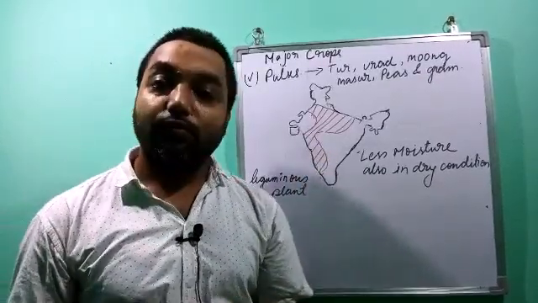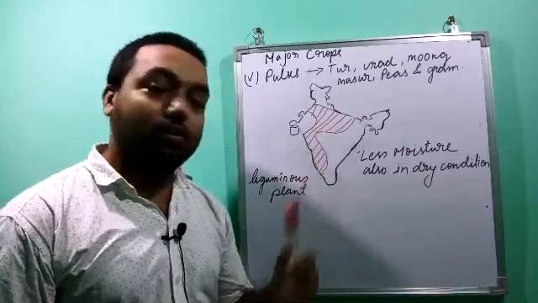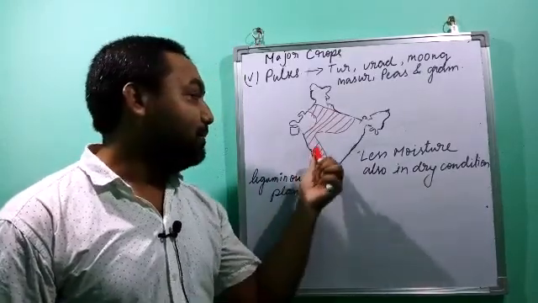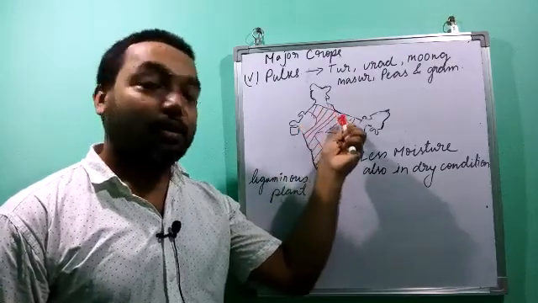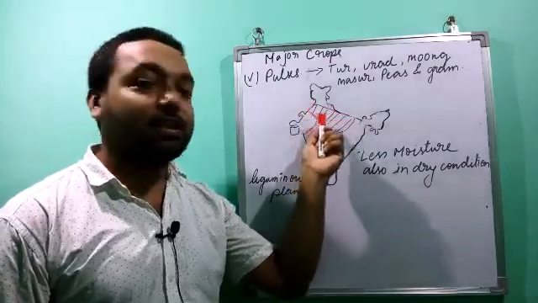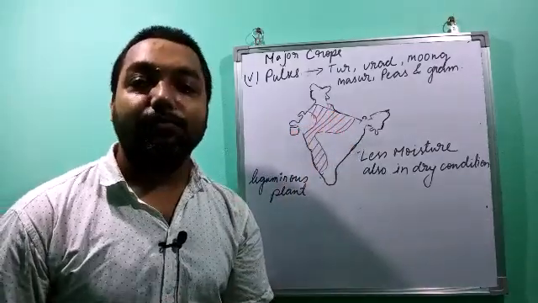Next, where it is grown in India: pulses are grown in many parts of India. It is mainly Karnataka, then Maharashtra, Uttar Pradesh, Madhya Pradesh, Rajasthan. So in these states mainly pulses are grown.